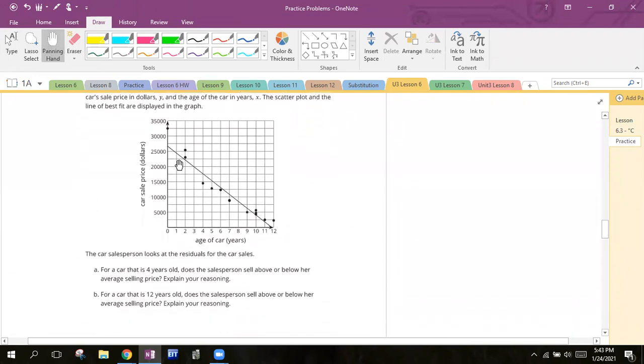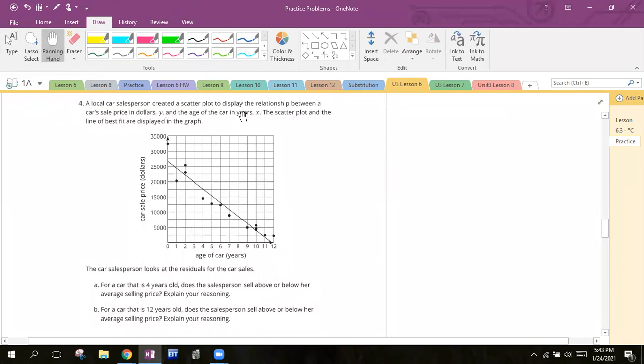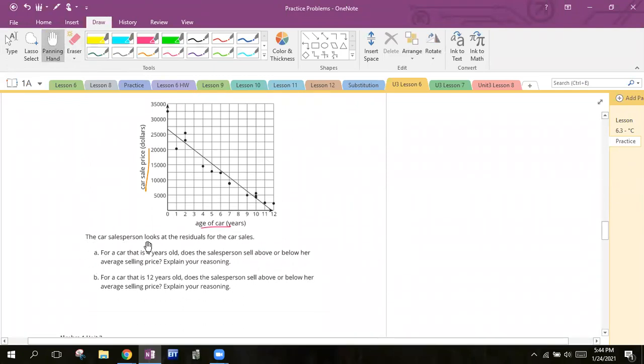Next, you just have to use this graph, and it says a local car salesperson created a scatter plot to display the relationship between the price of the car, which is your Y, and the age of the car, which is our X value. And you can see it all in your graph. The car salesperson looks at the residuals for the car sales price. Okay, it says for the car that is 4 years old, does the salesperson sell above or below her average selling price? Okay, so remember, residuals tell you how close the estimated value is to the actual value.